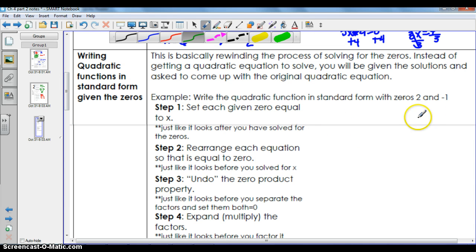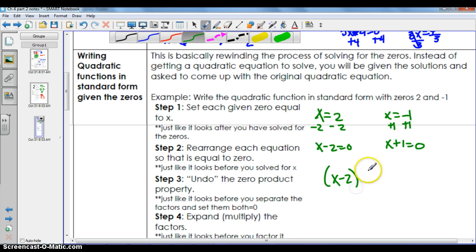So we are going to put them back in. So let's say we have x equals 2 and we have x equals -1. So we're going to put them back into the equal to 0 kind of thing. So subtract 2, we kind of do the opposite. So it's x minus 2 equals 0. And then over here, add 1, x plus 1 equals 0. So we're going the other direction now. So putting them back into the parentheses before we set them both equal to 0.